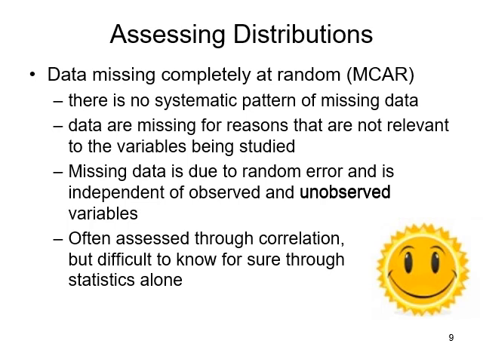So basically missing completely at random, MCAR. This means there is no systematic pattern of the missing data. There's nothing in the study that basically predicts whether or not someone didn't complete the study. So there's data that are missing for reasons that are not relevant to any of the variables being studied.